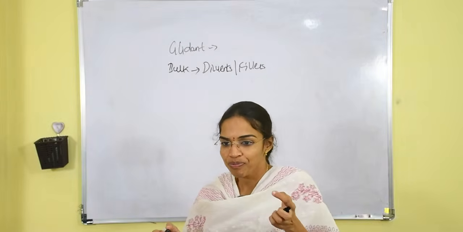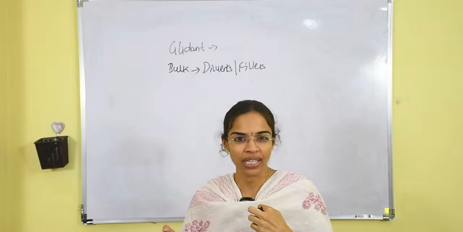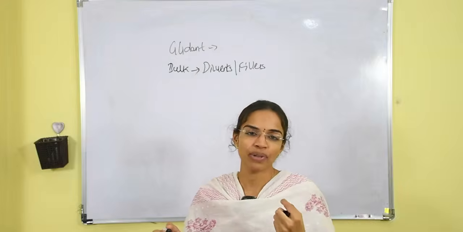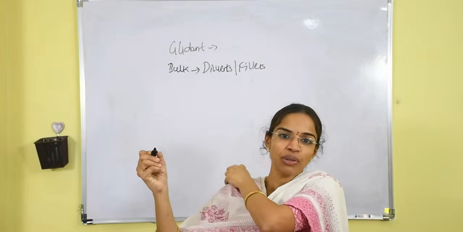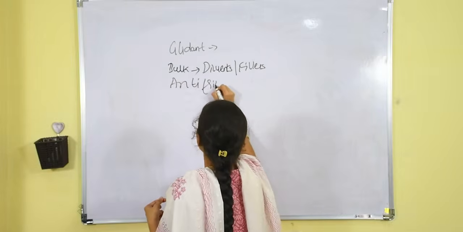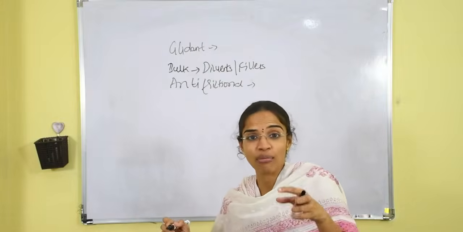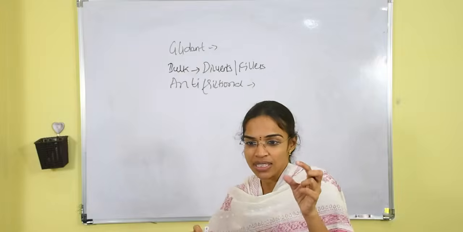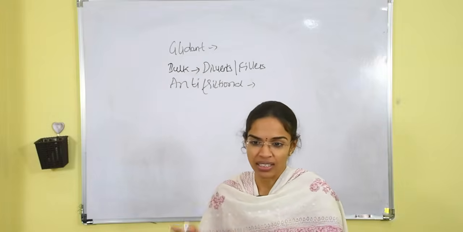And the excipients that reduce friction between the particles, option B. What are the excipients used to reduce the friction between the particles? Anti-frictional agents. Here we are talking about the substances which reduce the friction between the particles.